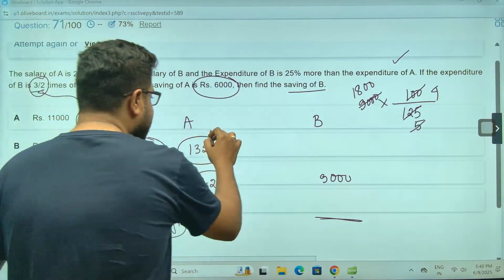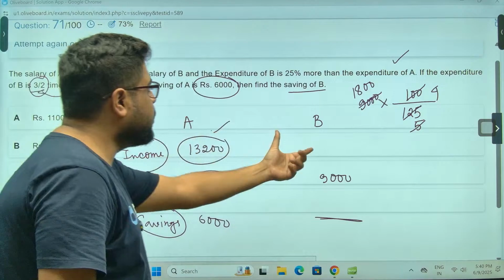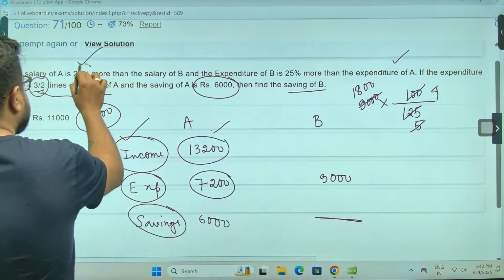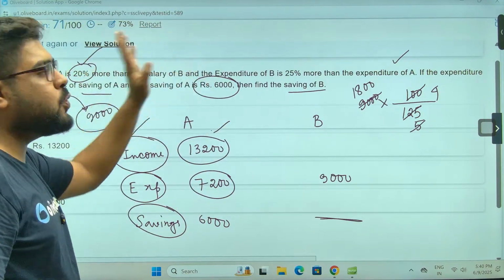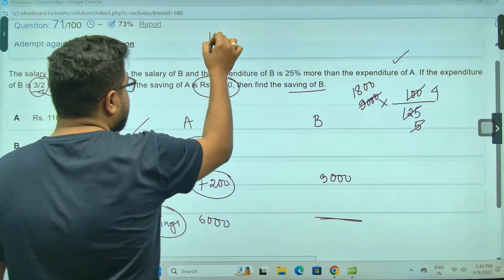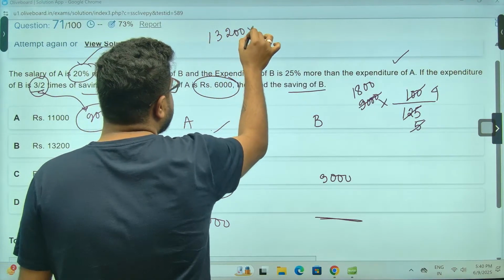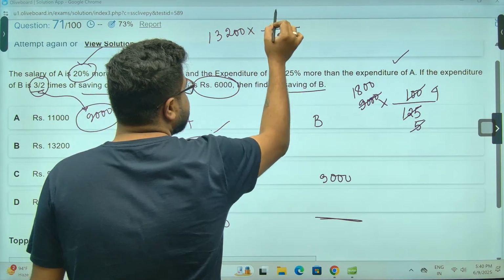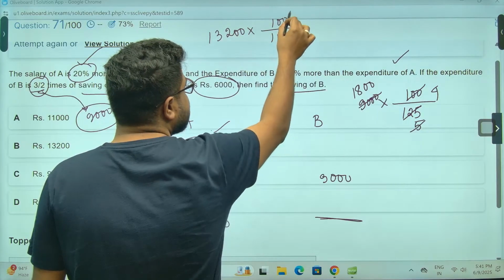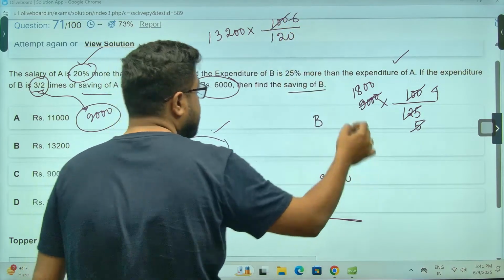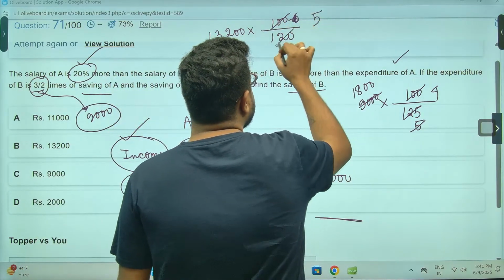Now 13,200 is income. What about B, sir? Now there is this thing, sir: A is 20% more than B. So meaning this 13,200. Use the modular method. So this is 120%, and I need B, that is 100%. Sorry, this is 5, sir, and this is 6.